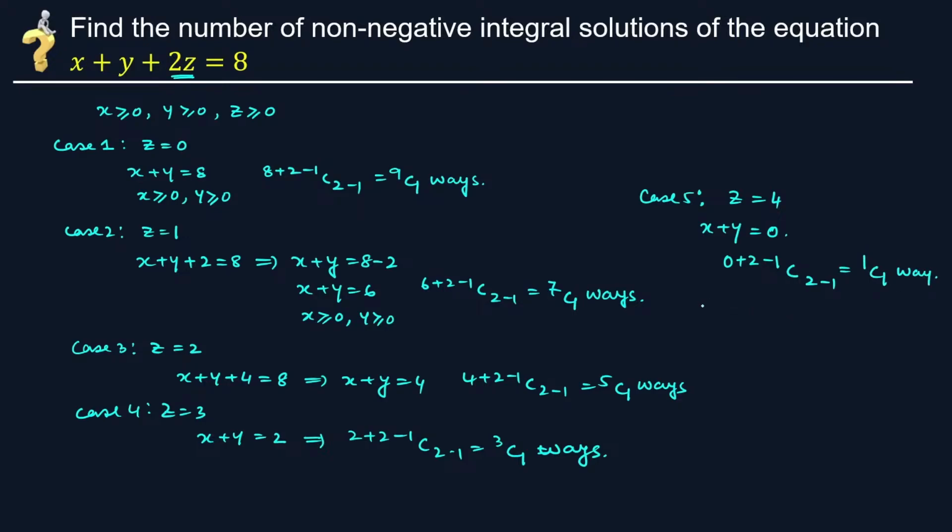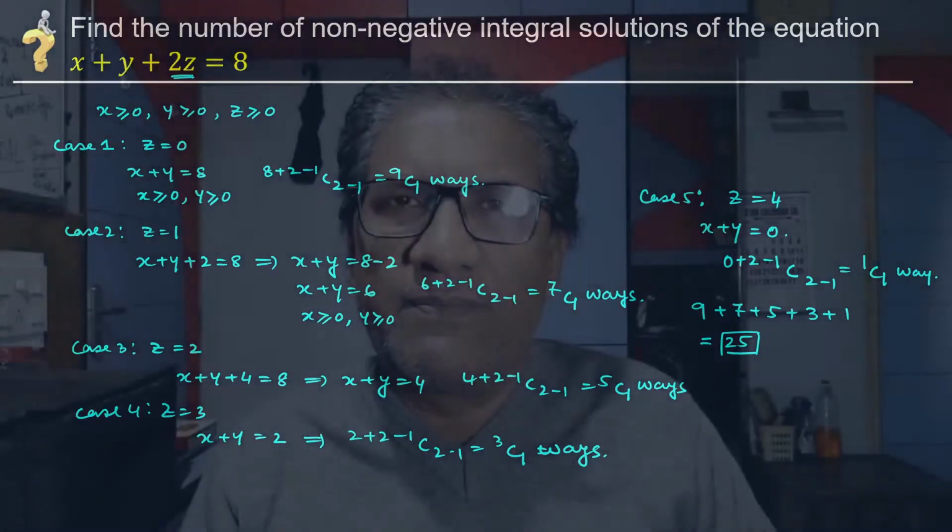Therefore, the total number of ways will be 9 ways, 7 ways, 5 ways, 3 ways, and 1 way. So if you add them, we are going to have 25. Okay? So there are 25 non-negative integral solutions in this case.